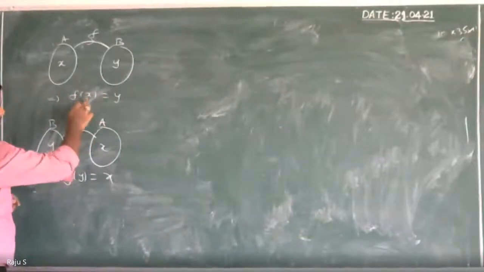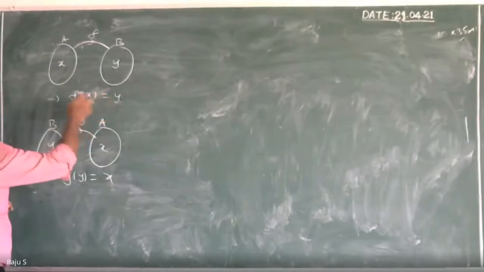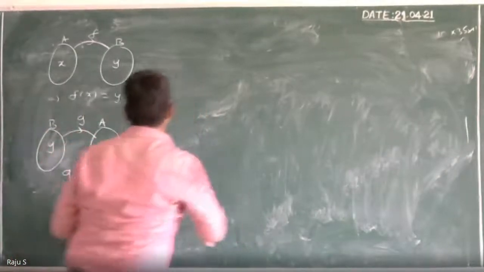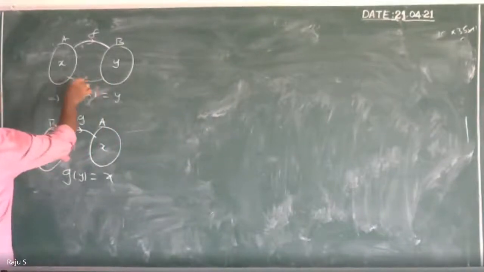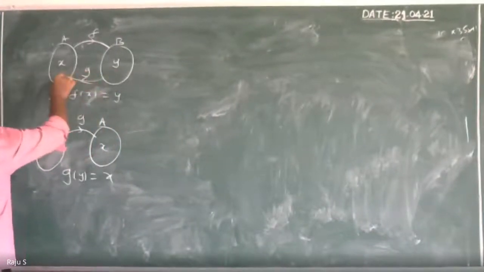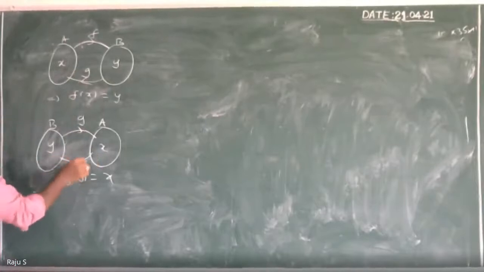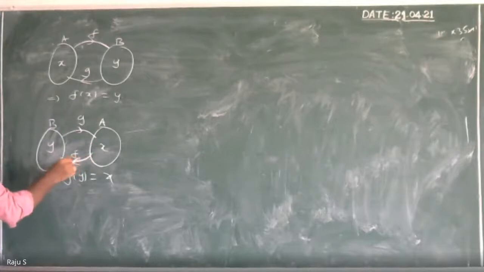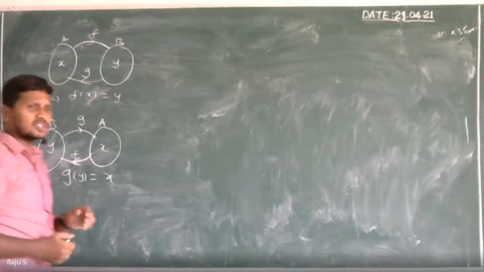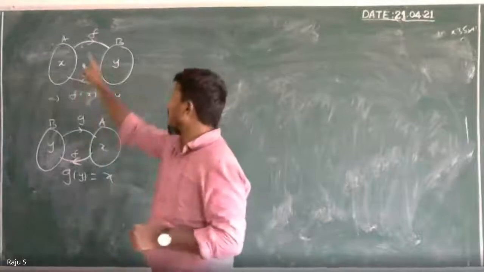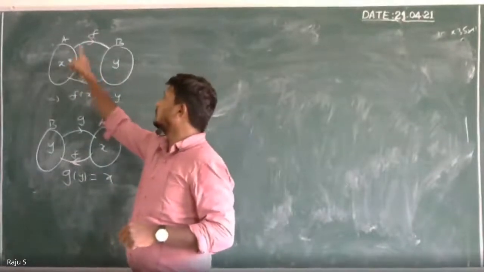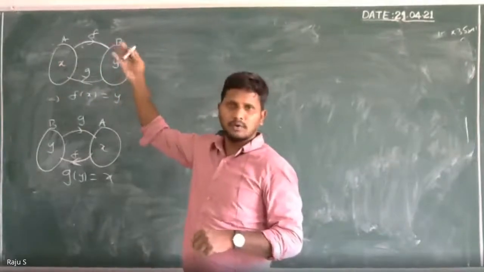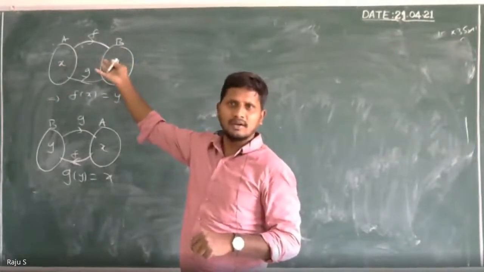So what are the functions I have written? y is equal to f of x, and x is equal to g of y. This is g from B to A, this is f from A to B. This arrow symbol is very important. It shows the function defined from where to where, that is, domain to codomain. Input is the domain, and the output is the codomain. The output is called the range.